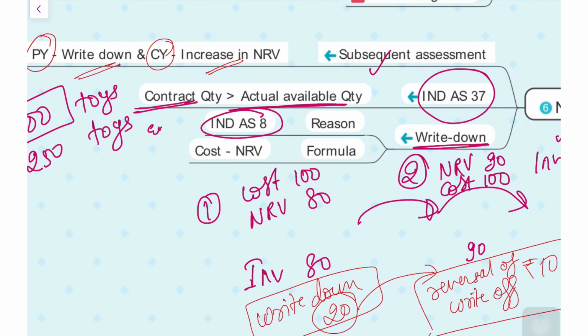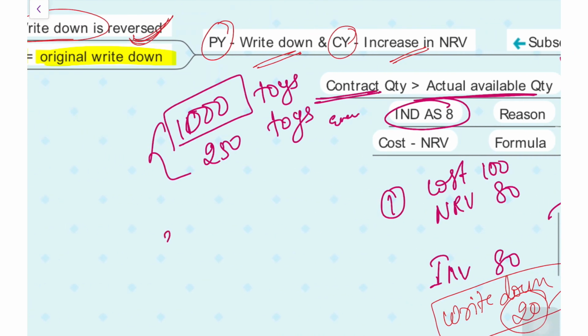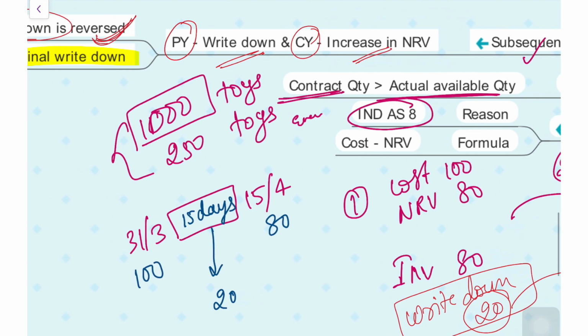So IND AS 8 talks about events after balance sheet date. So what happens is that you have 31st March has gone by and your FS is going to get signed at 15th April. Between this 31st March and 15th April, there are 15 days. In this 15 days, there is some event that has happened due to which on 31st March, if your inventory value was 100, it has gone down to 80. Okay, so 20 rupees here there is a decrease in the value of inventory, and that is an event which has occurred after the balance sheet date but before your signing of financial statements.